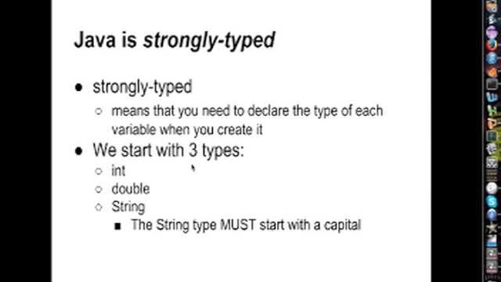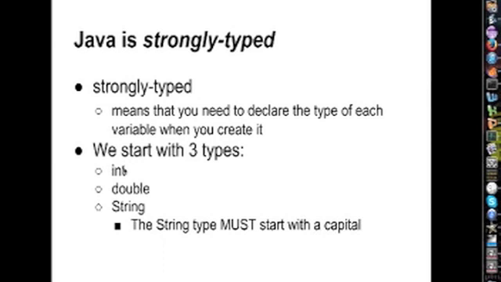Double. This is for double precision floating point numbers, also known as decimals, like 6.2, and string, which we've kind of already seen, though we haven't seen them in the form of variables. This is to store strings of printable characters, spaces, digits, punctuation, etc.